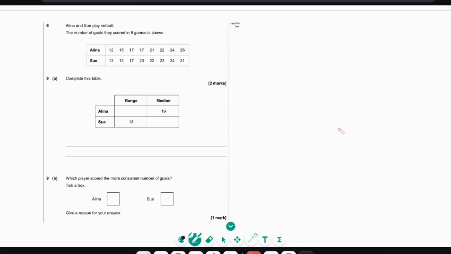Question 9. Alina and Sue play netball. The number of goals they scored in 8 games is shown. Complete this table. So Alina's median they've already found. We're going to need to find Sue's median. To find the median, order the numbers from smallest to largest, which is already done. Find the middle number. So that's going to be crossed off that. There's 2 middle numbers. What number is in between 20 and 22 is 21.